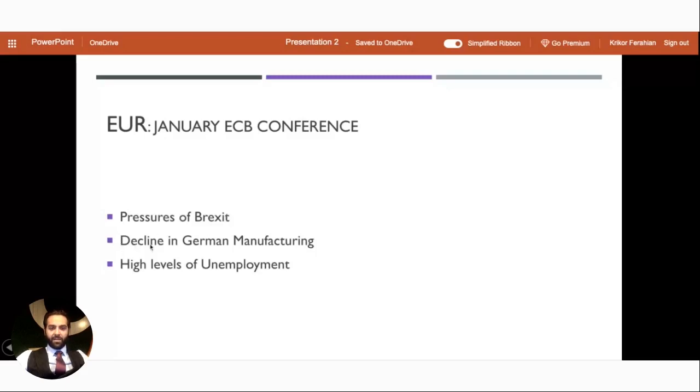We have a decline in German manufacturing. The car industry apparently is not doing good at all in Germany. And throughout the European Union, there seem to be high levels of unemployment, which is the opposite of the US, right? There we had low levels of unemployment, kind of a 1 + 1 = 2 situation.